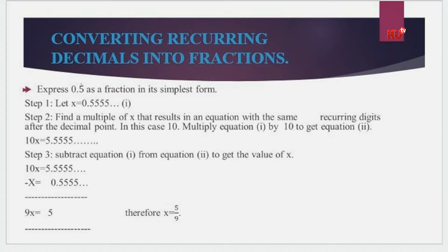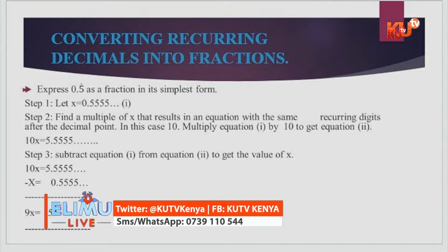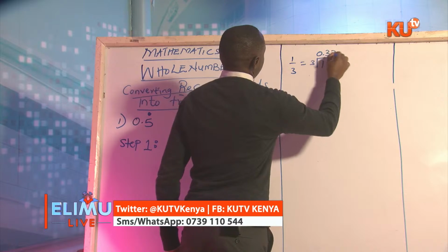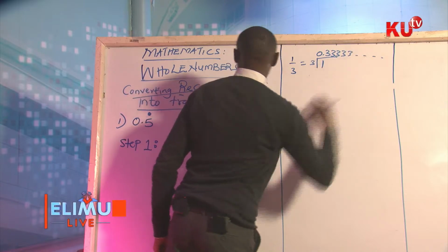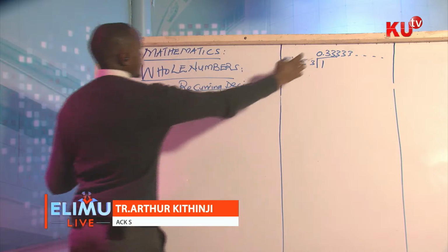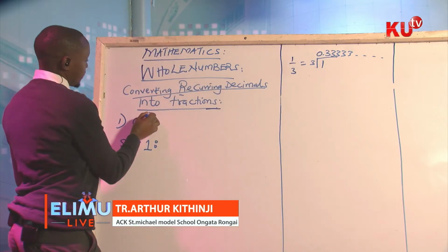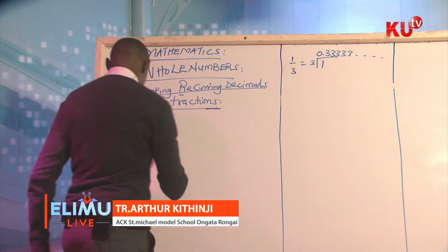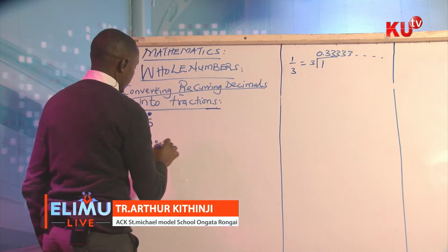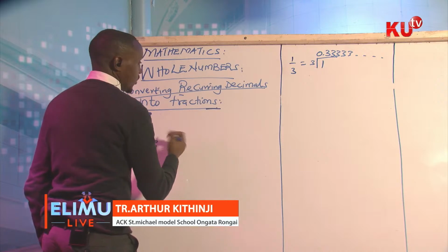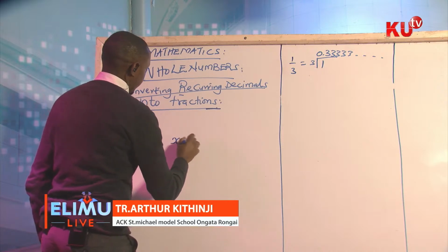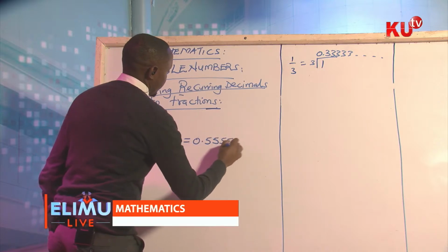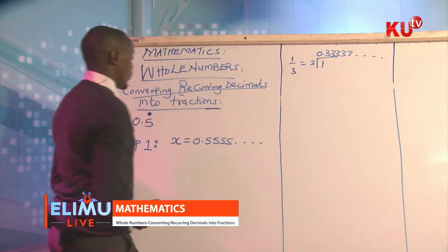like we had 1/3 converted into a decimal. We said it is 1 divided by 3, which is 0.33333, where 3 is recurring. So the first step is to write it in this form. Bear in mind that the number with the dot is the one that is recurring. So this can be written as, let's call it x. x can be written as 0.5555, going on like that.